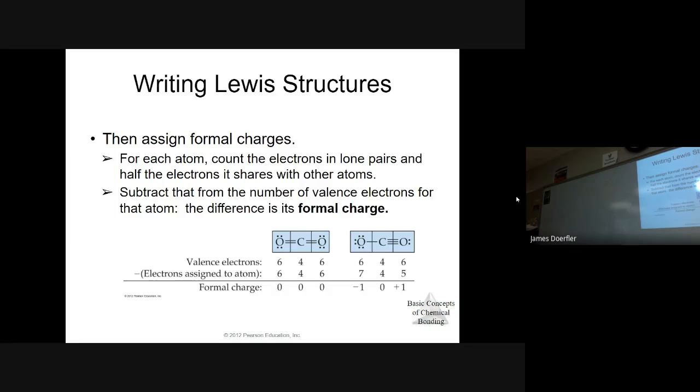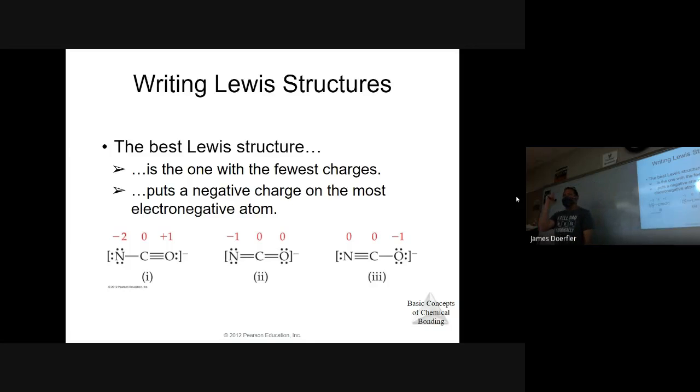So how do you determine which one of these is best? We have a few more rules that we have to follow. The best Lewis structure includes these. The one that has the fewest charges, and if you have to, it puts a negative charge on the most electronegative atom in the molecule. So if we look at these 3 examples here, okay?